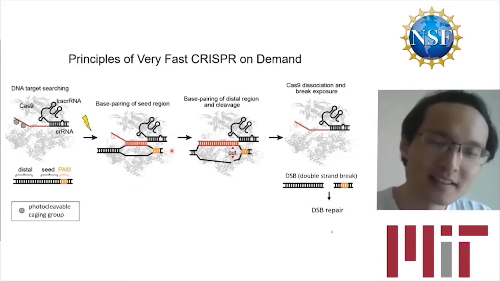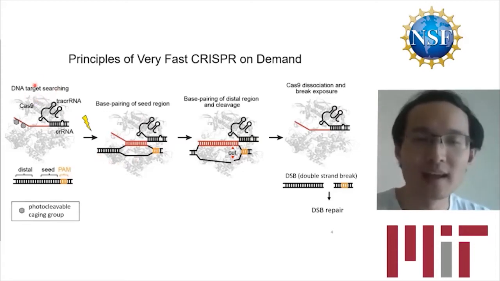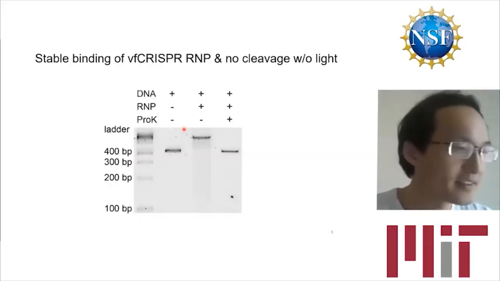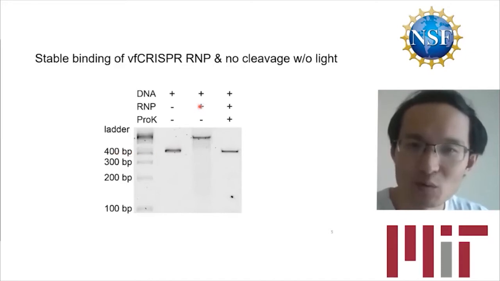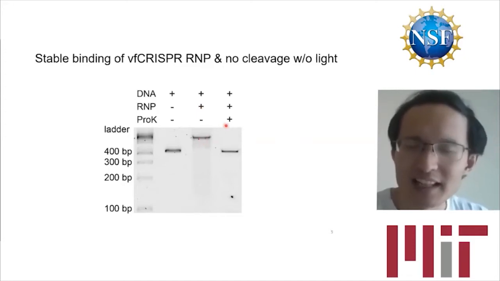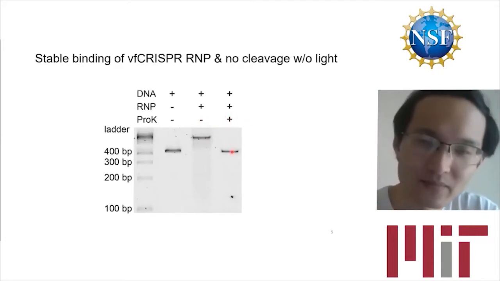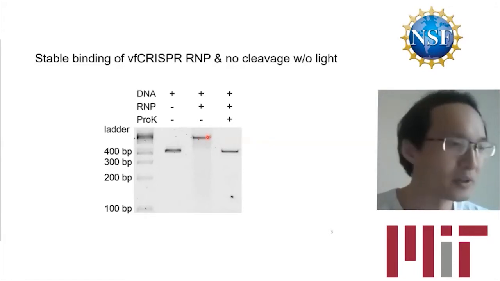We speculate this pre-bound state will save the time of Cas9 DNA target searching and accelerate the downstream genome editing steps. To test this hypothesis, we ran this gel shift assay. In the first lane, we have DNA only, about 400 bp. In the second lane, we add in the Cas9 RNP. The band shifts up. Without light, we treated the second sample with proteinase K, and the DNA shifts back. These results support the idea that very fast CRISPR stably binds the DNA, but does not cleave without light stimulation.